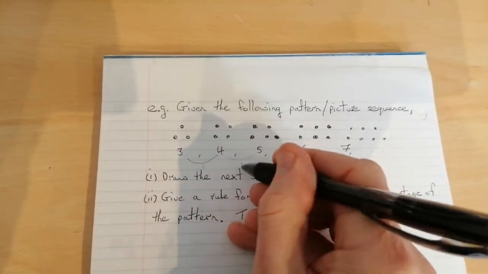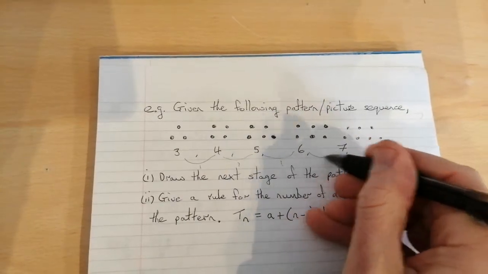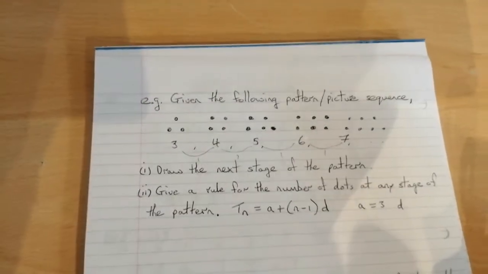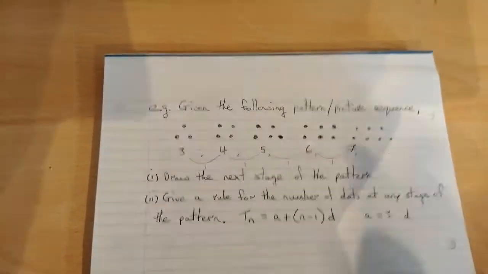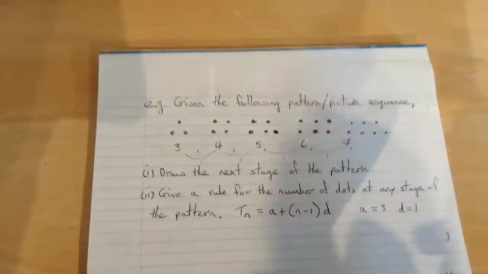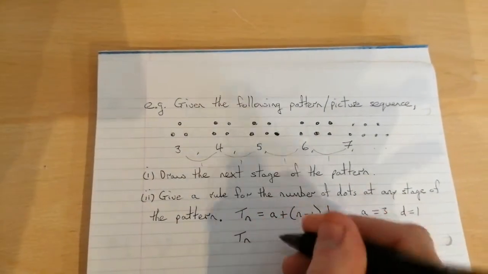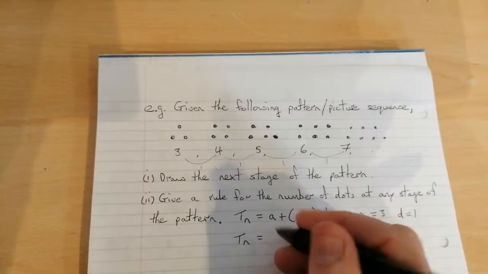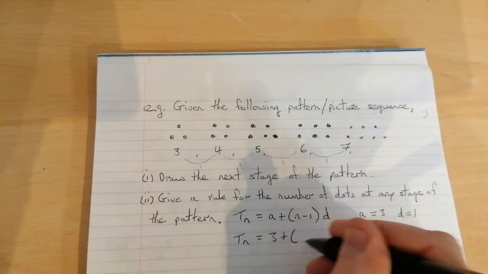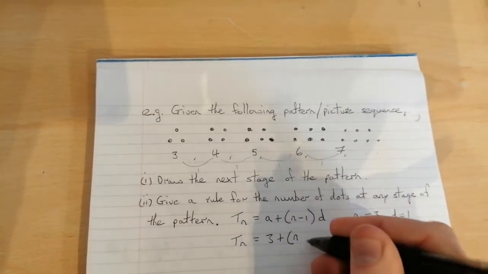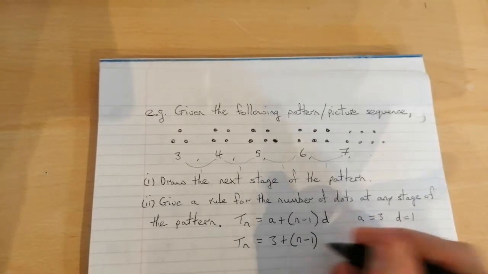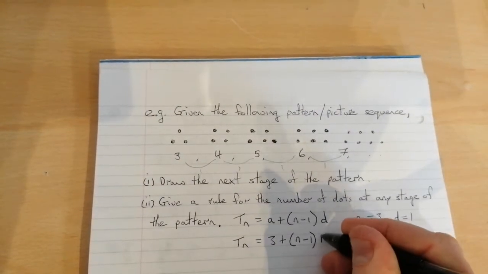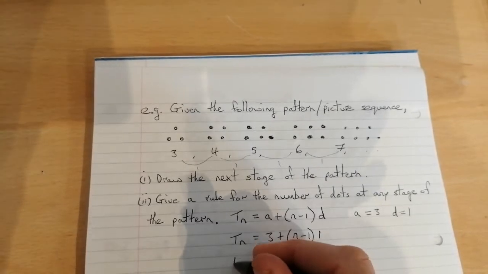Goes up by 1, goes up by 1, goes up by 1, goes up by 1. So there is a common difference. The first difference is constant. So d is equal to 1. So when we want to find our Tn, or our rule, it's going to be a, which is 3, plus, we don't sub in anything for n when we're looking for the rule, n minus 1 times d, which is 1. Okay, so then I multiply out the brackets.